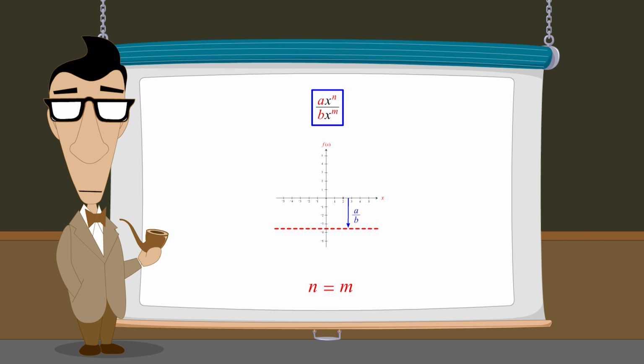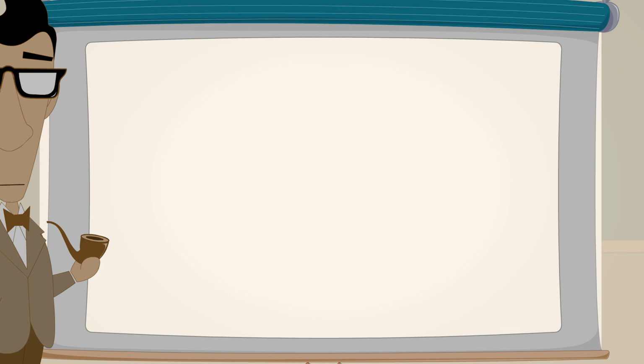So let's look at a couple of examples of rational functions with horizontal asymptotes that are located above or below the x-axis. One example of a rational function with a horizontal asymptote that is not located on the x-axis is the function 8x cubed minus 3 over 4x cubed minus 3x plus 2. Once again, we start by selecting the leading terms of the numerator and denominator.